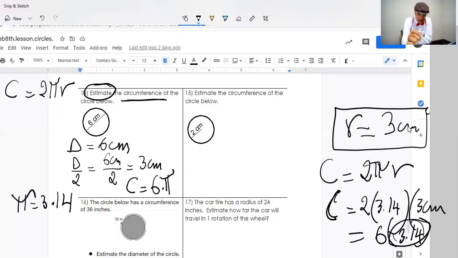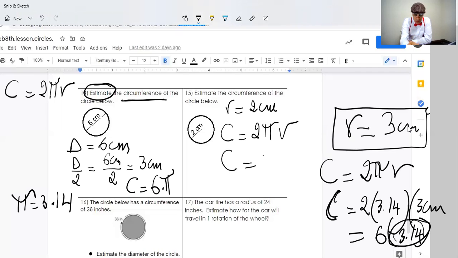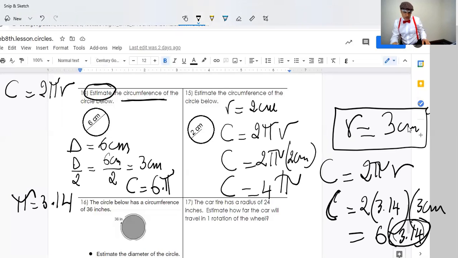And number 15, same thing. They give you the radius here. R is 2 centimeters. You want to find the distance around the circle. Think of it as the perimeter of the circle. Use the formula for circumference, which is C equals 2 pi R. And here C is equal to 2 pi, and R is 2 centimeters. And 2 times 2 is 4. You can write it as 4 times pi. And you put that in the calculator for pi, or you use 3.14 for pi. Okay. All right, so let's do 17.